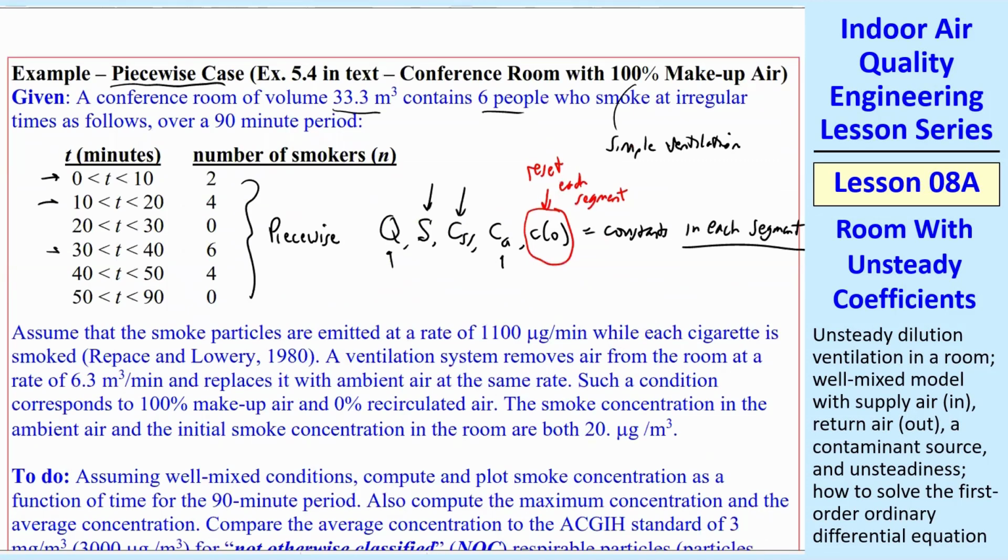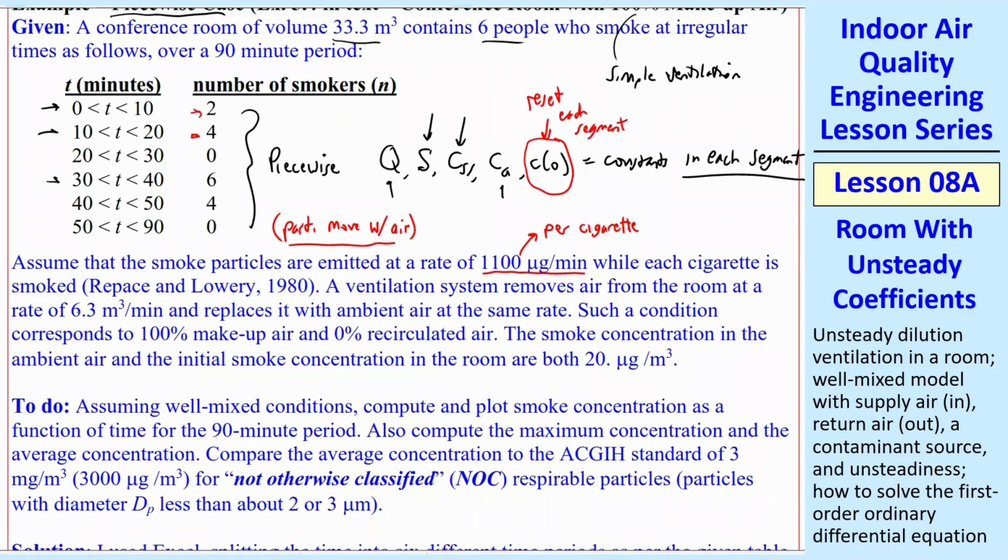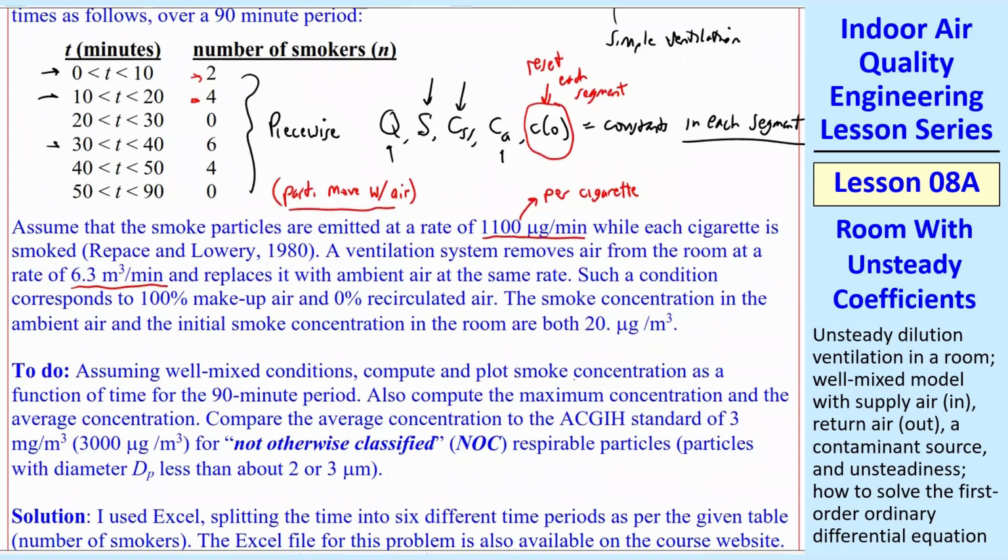Here we have smoke particles. We're going to assume that the particles move with the air. So they're very small particles. Let's treat these smoke particles as a gas. This is 1,100 micrograms of these particles per cigarette, per smoker. So when you have 2, you're going to multiply that by 2. So that'll be our source strength. We give the volume flow rate, and that's a constant. We have no recirculated air, as I said before.